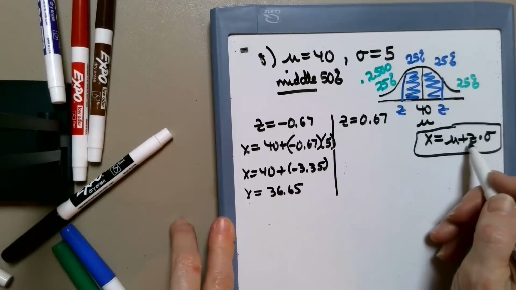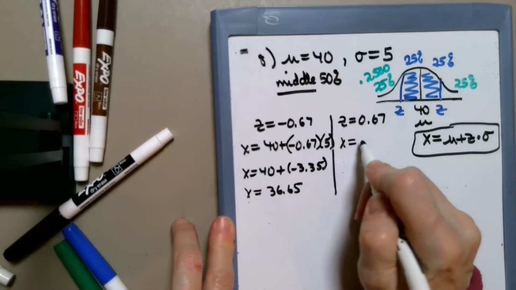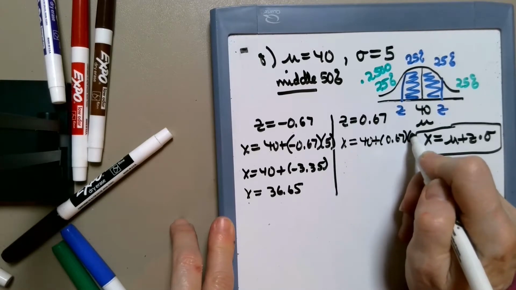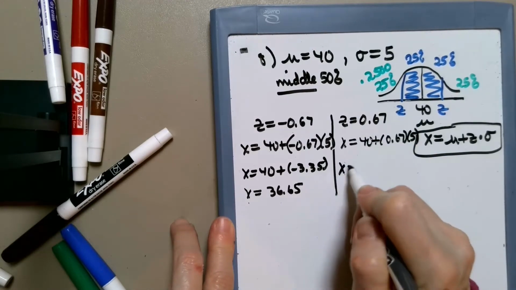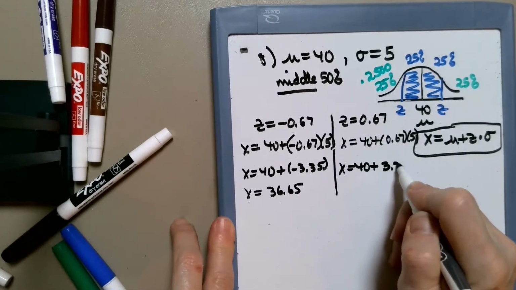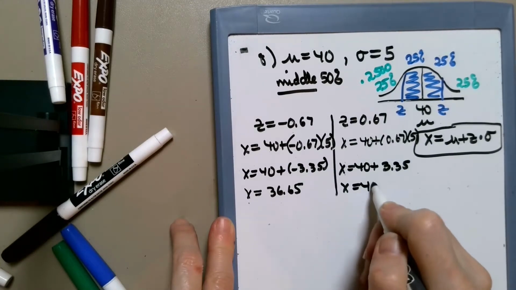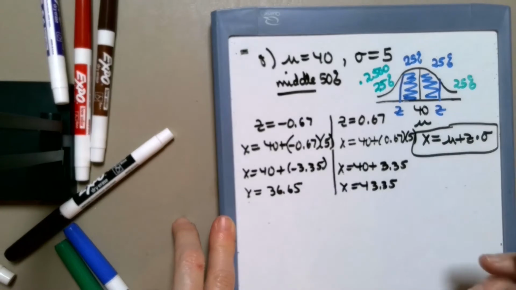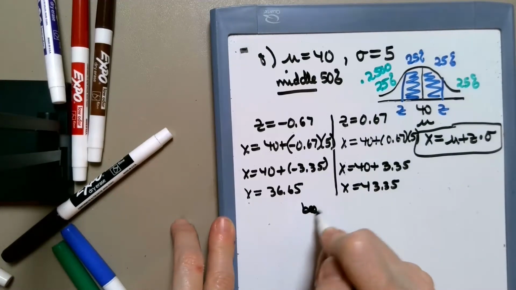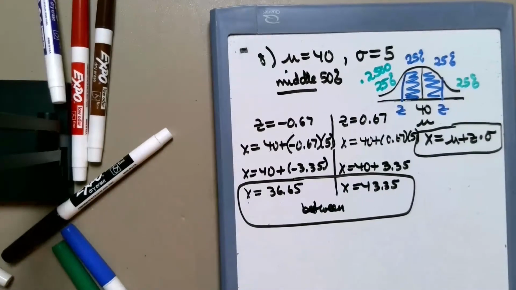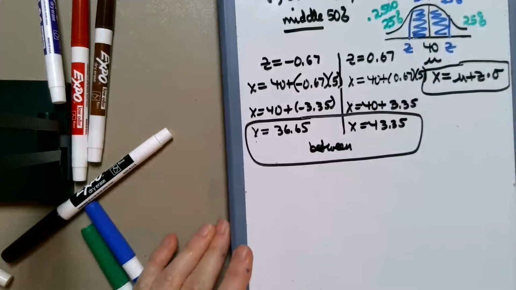I'm going to do the same here. I'm going to solve for x for the positive z, 0.67. So I take x equals mu 40 plus z 0.67 times sigma 5. I'm squeezing that in there, sorry. So we have 40 plus, when I do that multiplication, 0.67 times 5, I get 3.35. And so that's going to give you 43.35. So the middle 50% of people in terms of grocery spending with this data are spending between $36.65 and $43.35 per week. Sounds cheap to me, right? But I guess it's for one person.